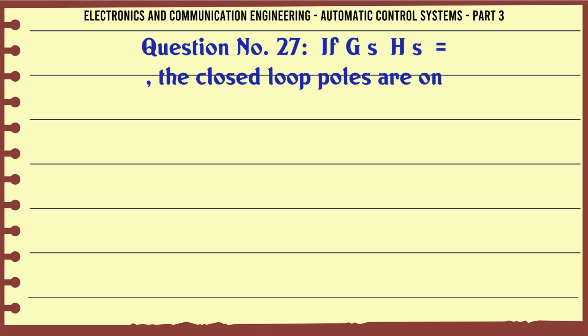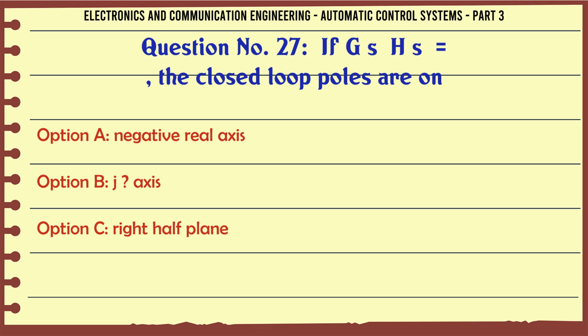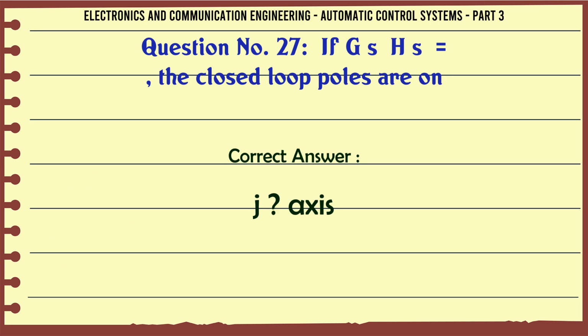If G(s)H(s) is given, the closed loop poles are on A. Negative real axis, B. jω axis, C. right half plane, D. either A or B. The correct answer is jω axis.